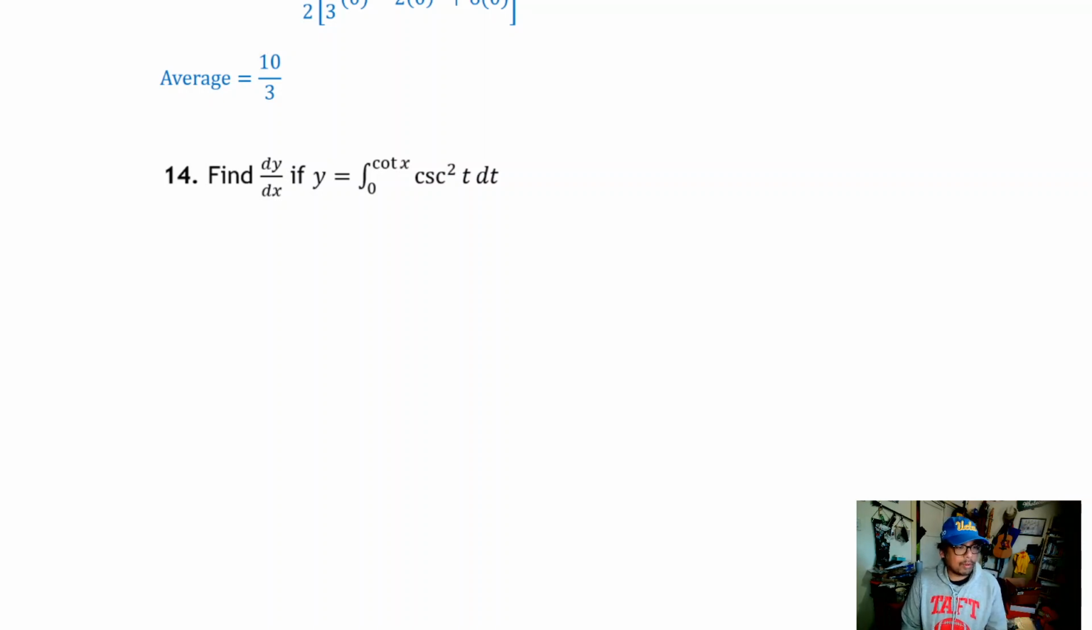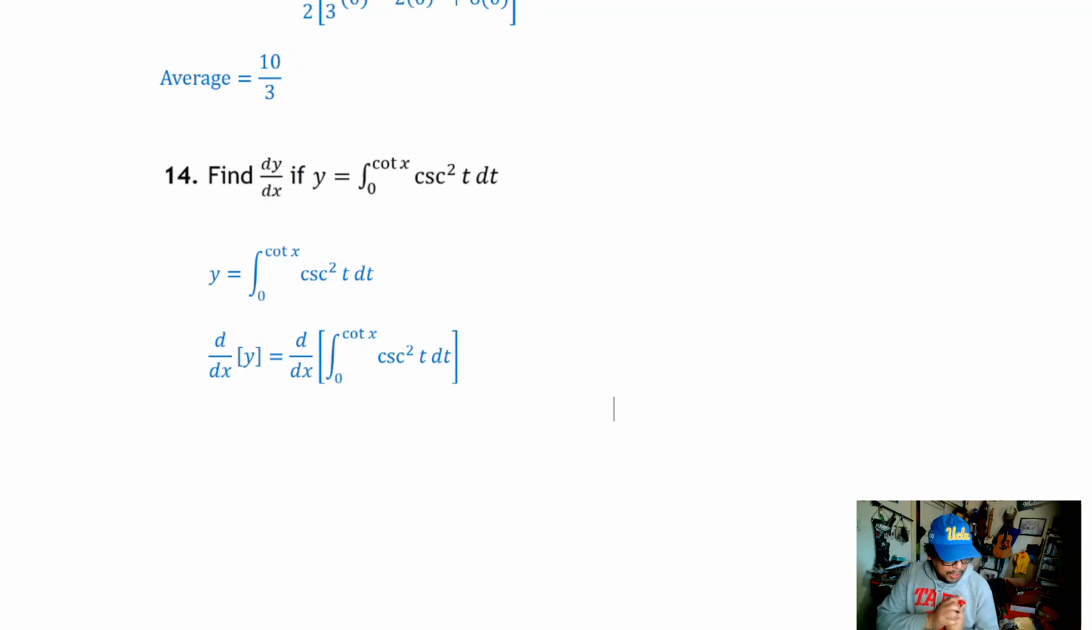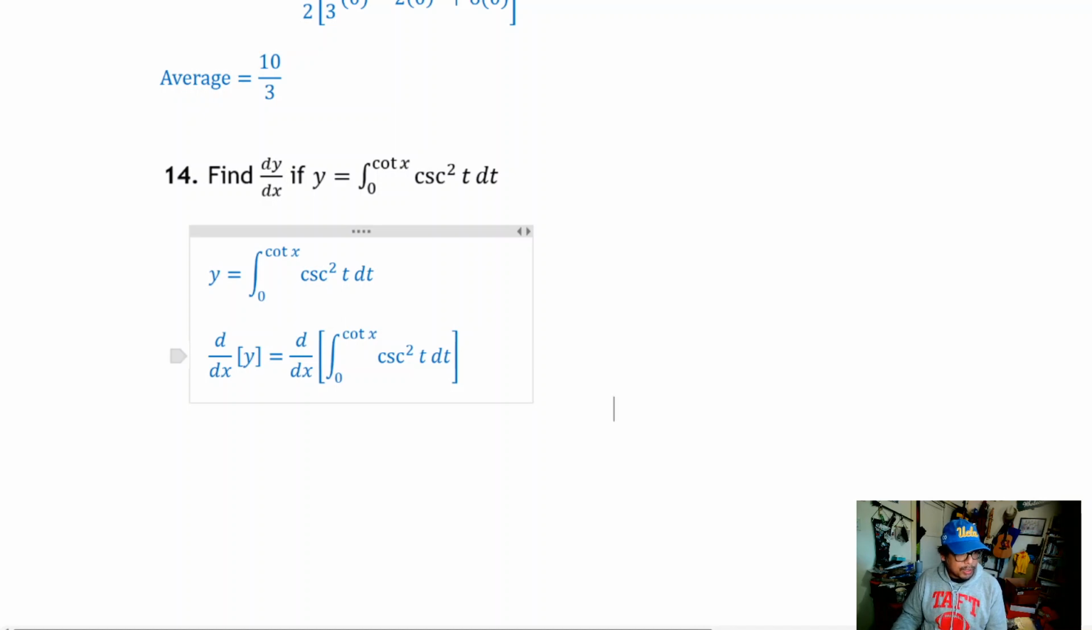So starting with question 14, we have: find the derivative dy/dx if y is equal to the integral from 0 to cotangent x of cosecant squared t dt. If we start off with the expression y equals the integral, then we just need to take the derivative with respect to the left side and the right side. So you'll see dy/dx on the left and dy/dx on the right as well. That just means we're taking both derivatives with respect to x.